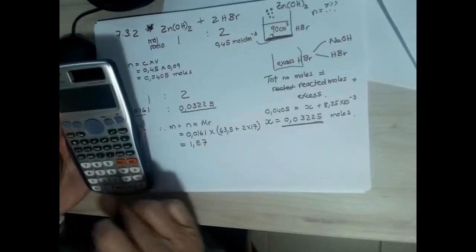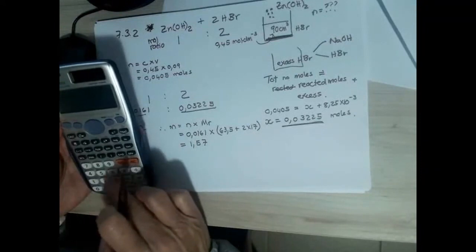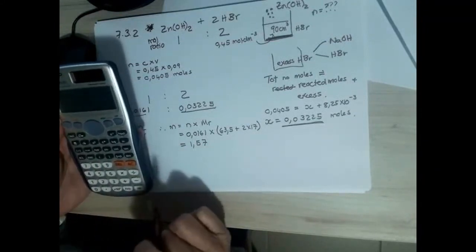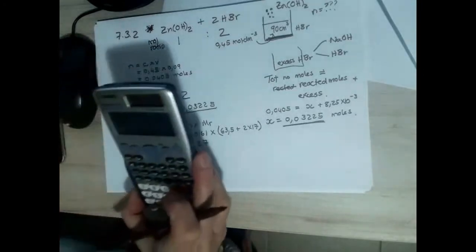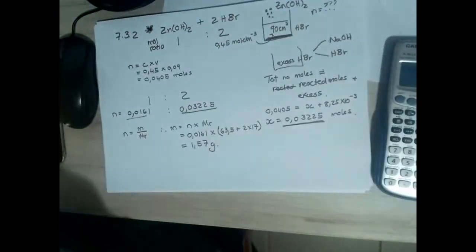0.0161 times 63.5 plus 34. Yeah, 1.56975, which you can round off to 1.57 grams.